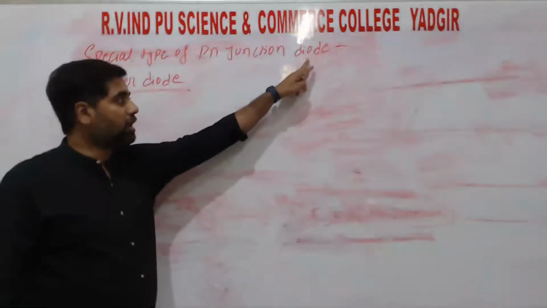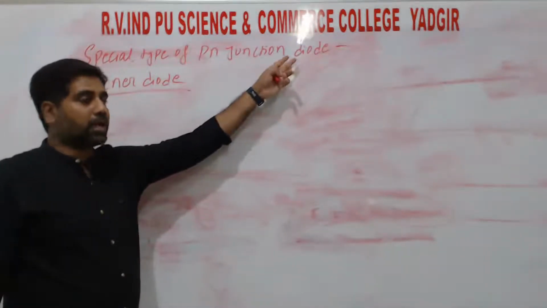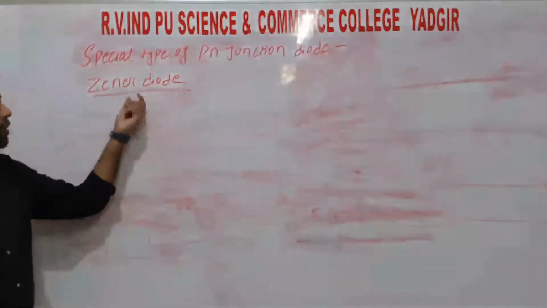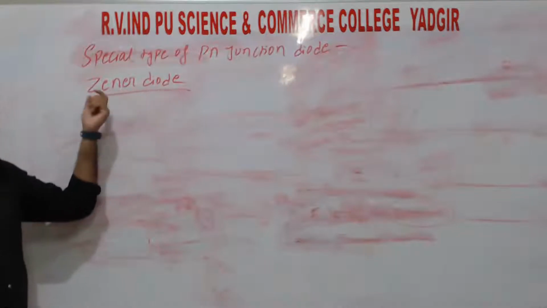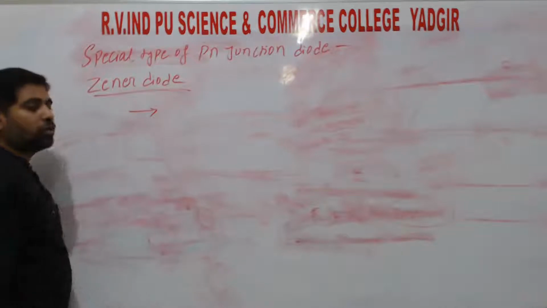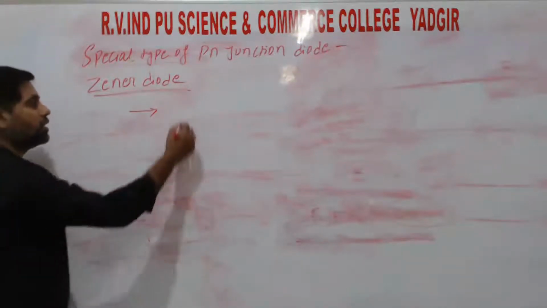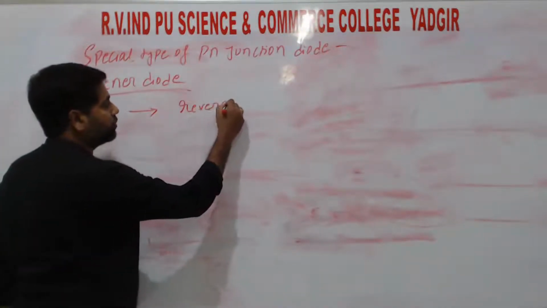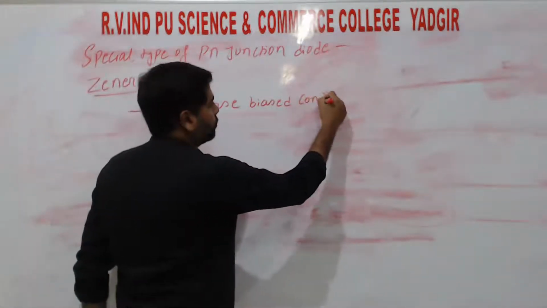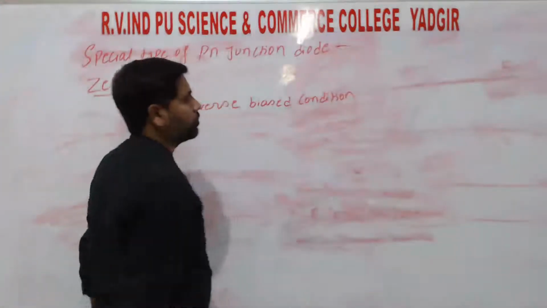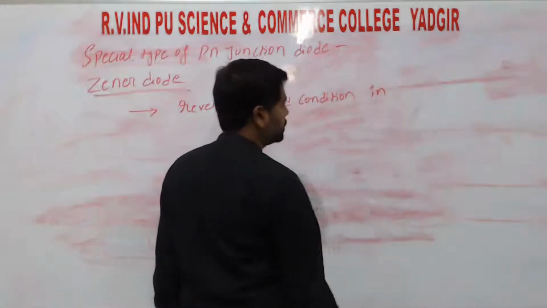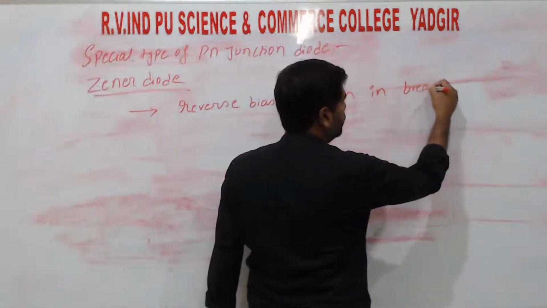So a diode consists of two types of semiconductors. One is P-type semiconductor and another one is N-type semiconductor. What is the difference between the common diode and the Zener diode? The Zener diode is constructed to work only under the reverse biased condition, that is under reverse bias condition in breakdown voltage.